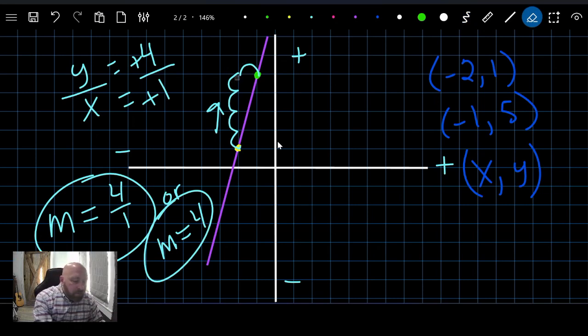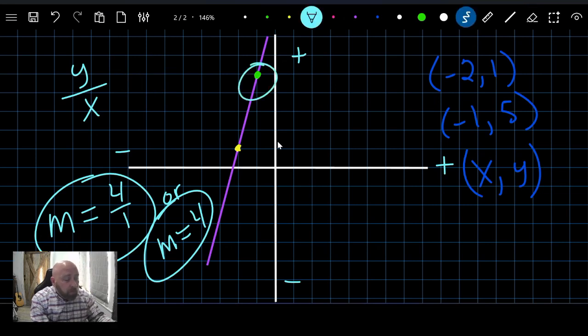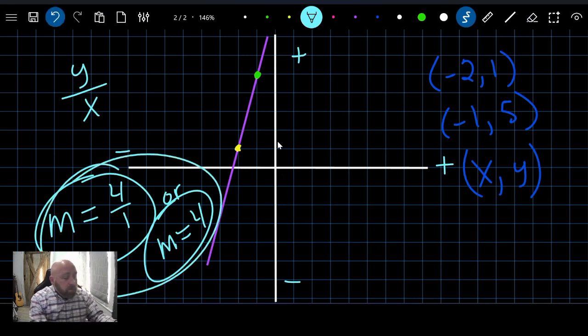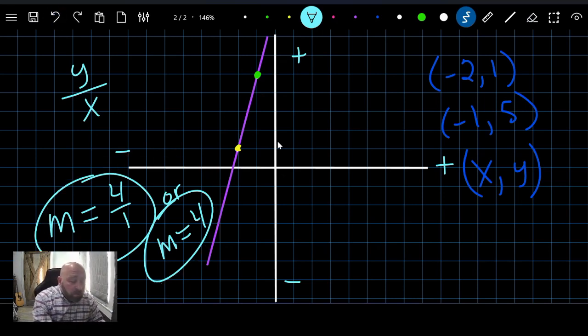Now let me show you something real quick. I told you that it didn't matter if we started from the top one or the bottom one. So let's go ahead and do it going the other direction. We're going to start at this top one, and we're going to go down to the bottom one. Remember, our slope is 4 over 1, or 4. So let's look at this. Now on the y, we're going to go down 1, 2, 3, 4. So we went down, so that equals -4.